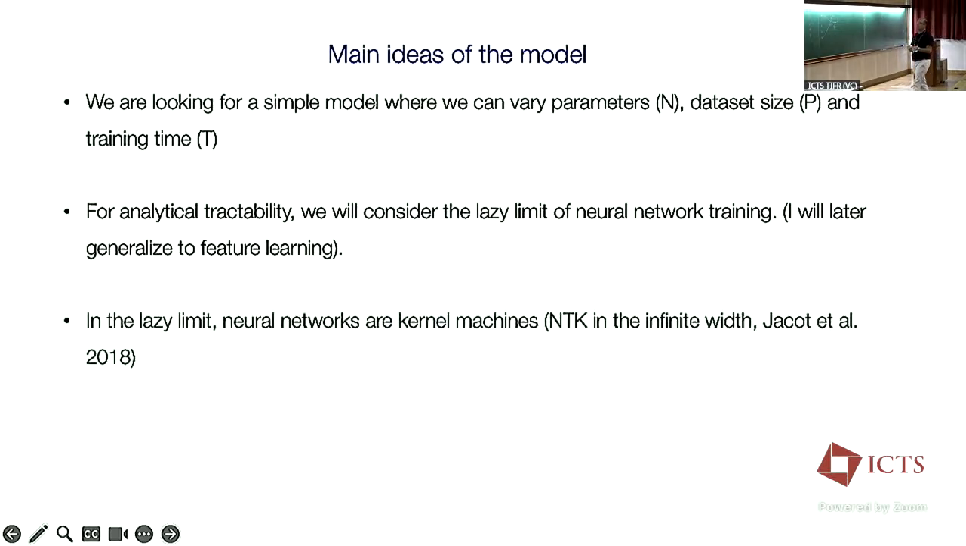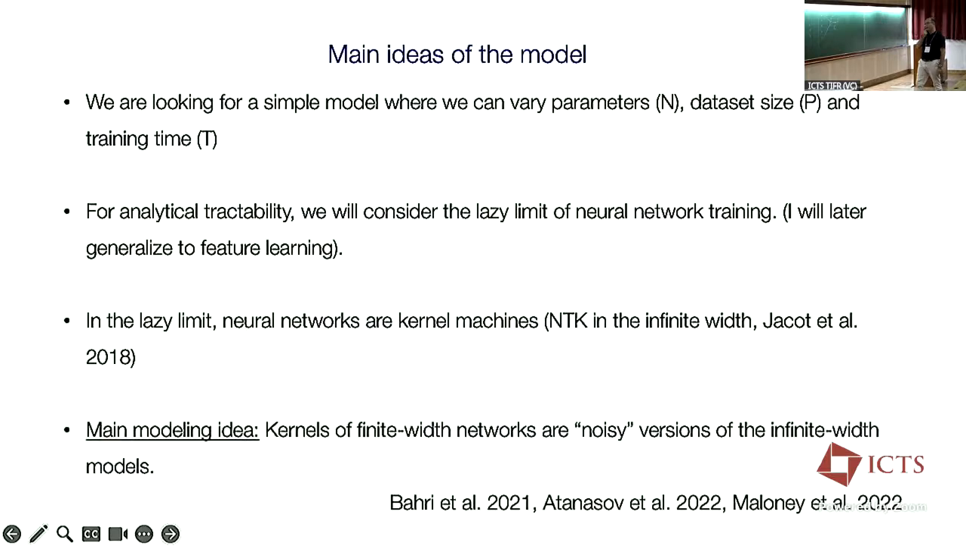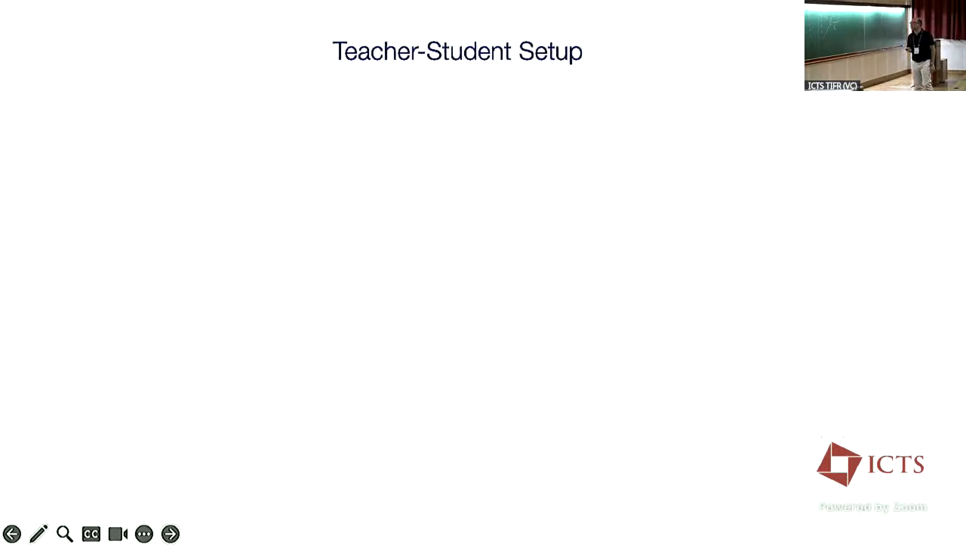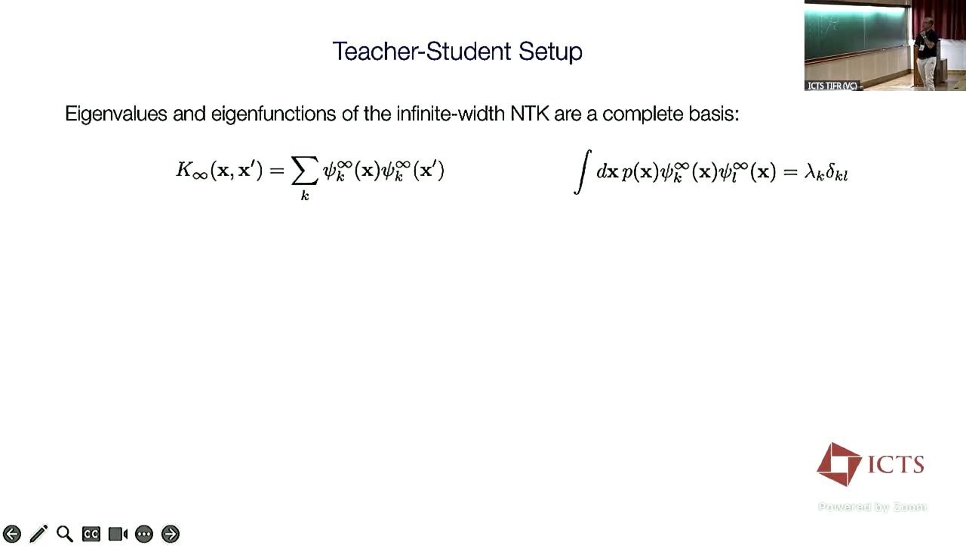In the lazy limit, I know that neural networks are kernel machines, NTK in the infinite width. Here's the main modeling idea. For finite width networks, they also have empirical kernels, but these should be some noisy versions of the infinite width models. So I have to come up with a noise model that captures this noise. I'm thinking like a physicist here, I want to introduce some noise model. So, just to set up here.